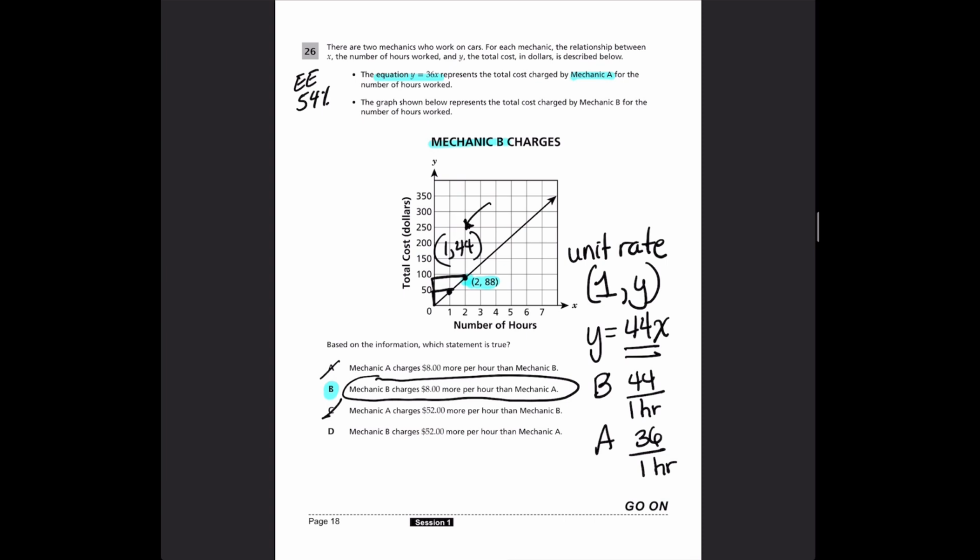D is just silly, how would someone just get to 52? That answer doesn't make sense in this case, because I'm looking for the differences between them, and I can see that 44 is $8 more per hour than 36.